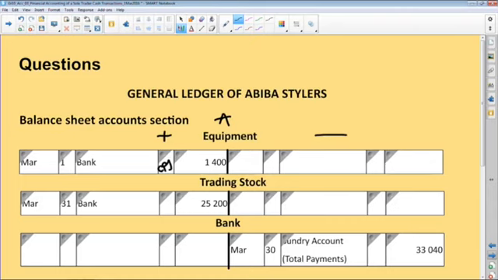Now, what happened to trading stock? Trading stock is also an asset, and this asset will be a plus minus account. Now, guys, did we buy trading stock?